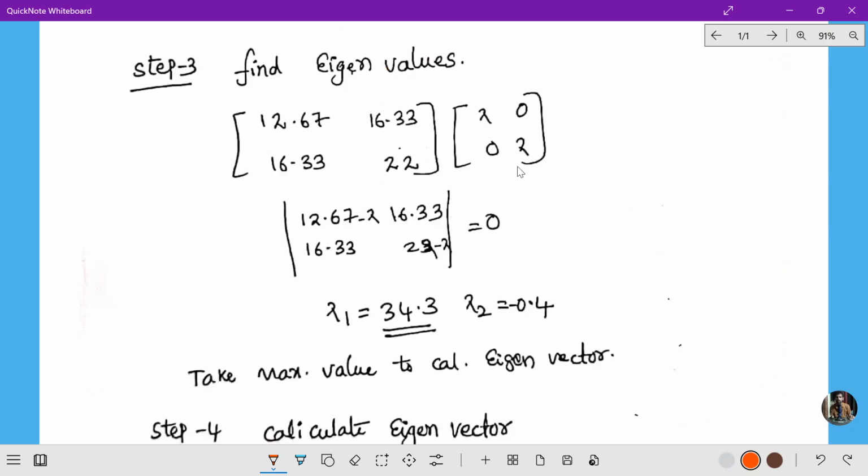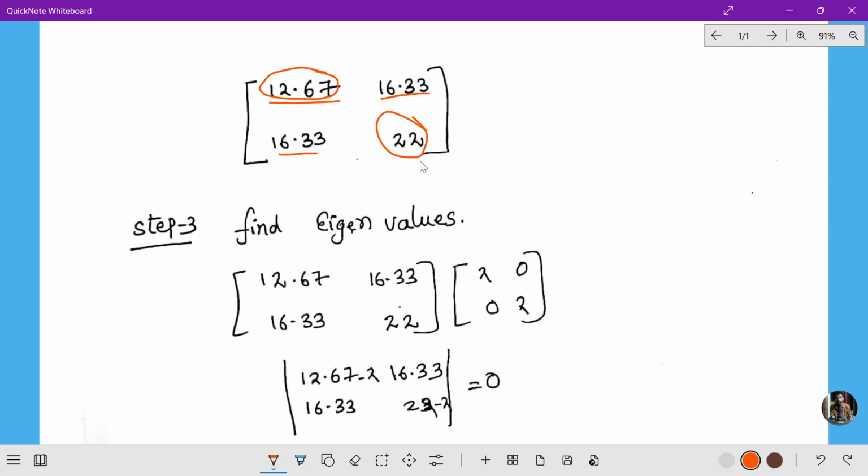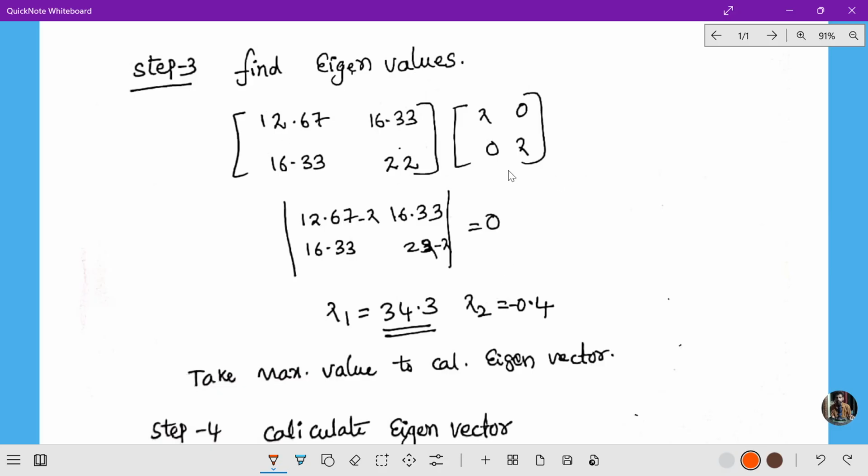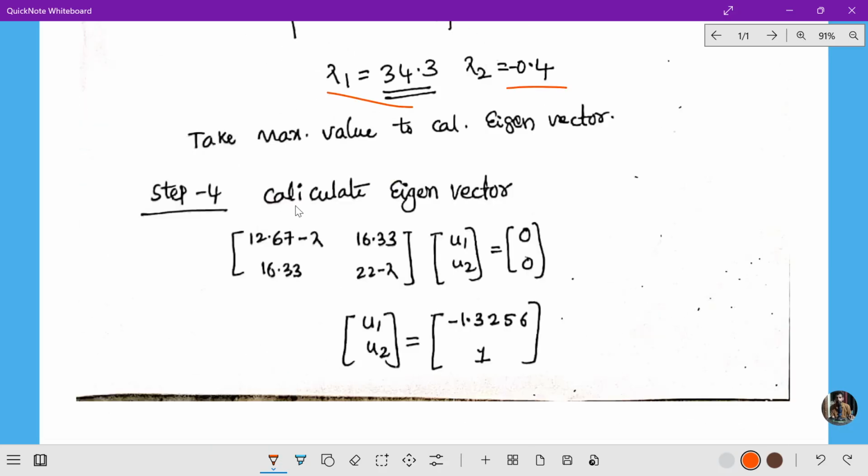So for the third step, we will find the eigenvalues. In order to find eigenvalues, we need to take this matrix. So 12.67, already we have this one. So a simple mathematical calculation. After completion of this one, minus lambda, 22 minus lambda. So we'll get the values. Lambda 1 is equal to 34.3 and lambda 2 is equal to 0.4. Take the maximum value to calculate the eigenvector.